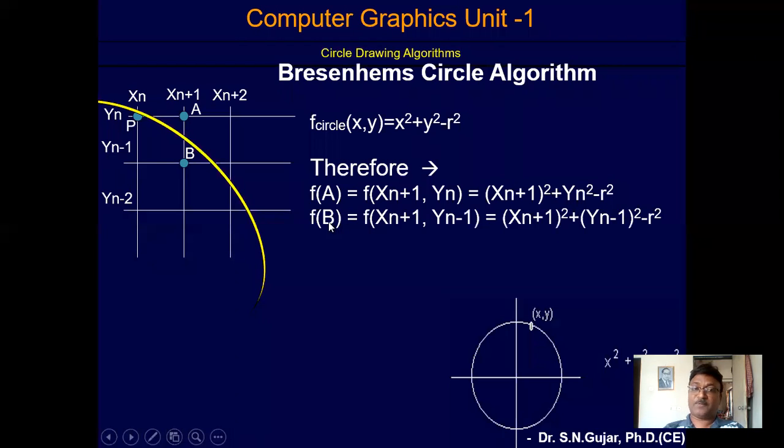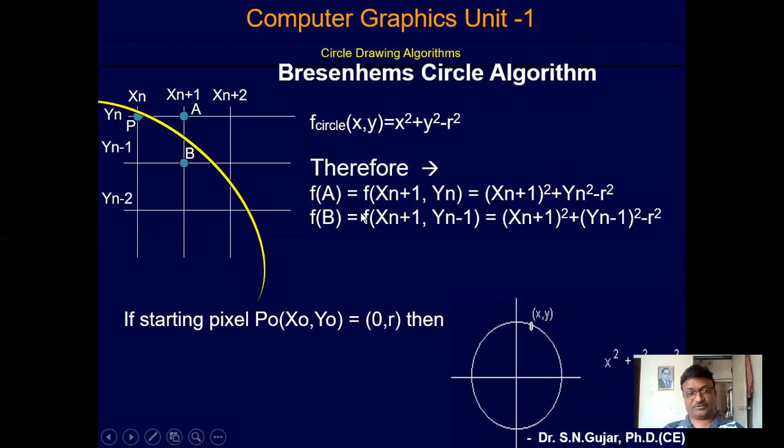Now suppose f of B is also on the circle. The coordinates of B are xn plus 1, yn minus 1, so it becomes f of xn plus 1, yn minus 1 in the function of the circle. The equation of the circle is x square plus y square minus r square, so I put xn plus 1 whole square plus yn minus 1 whole square minus r square. These are the two equations I get when I put these two points in the circle equation.